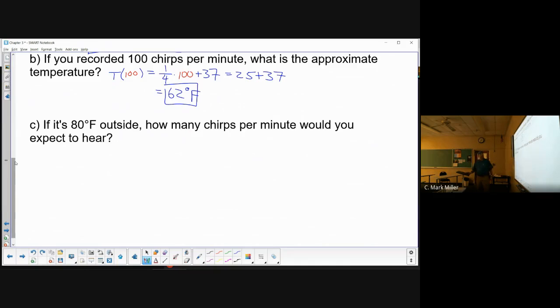So if it's 80 degrees outside, how many chirps per minute would you expect? So in part B, you had the number of chirps and it asked you the temperature. Here it's saying you have the temperature. How many chirps would you expect? So our function is T is 1/4 C plus 37. Our temperature in this part C is 80, equals 1/4 C plus 37.